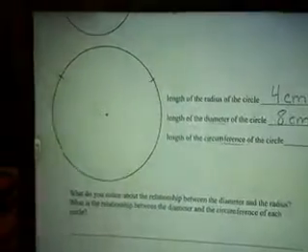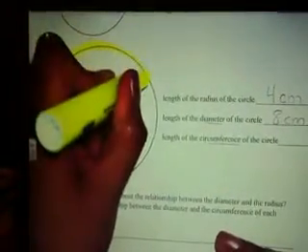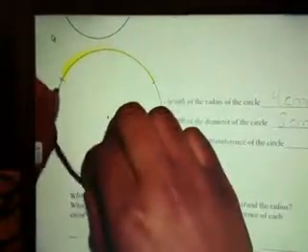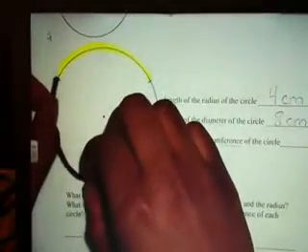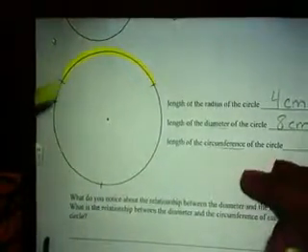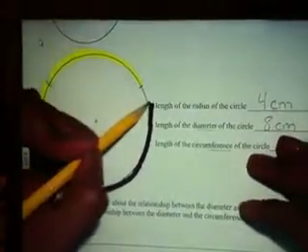So we highlighted that in yellow. 1 diameter. We did it again. Took our same string that measured 8 centimeters and placed it on our circumference. That was 2 diameters. We did it one last time. Took our piece of string and placed it on our circumference. And that measured out to be 3 diameters.